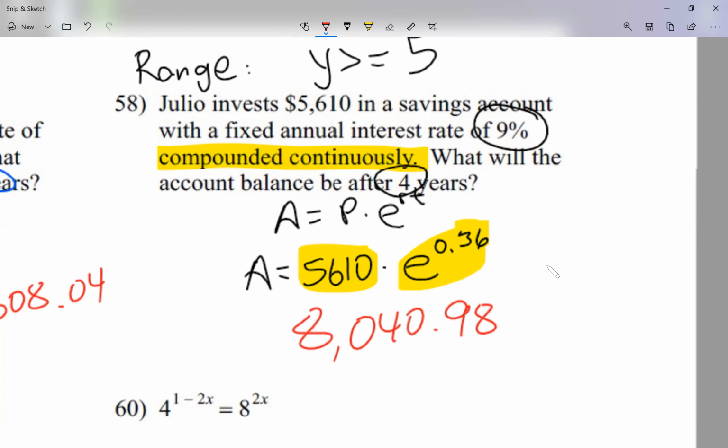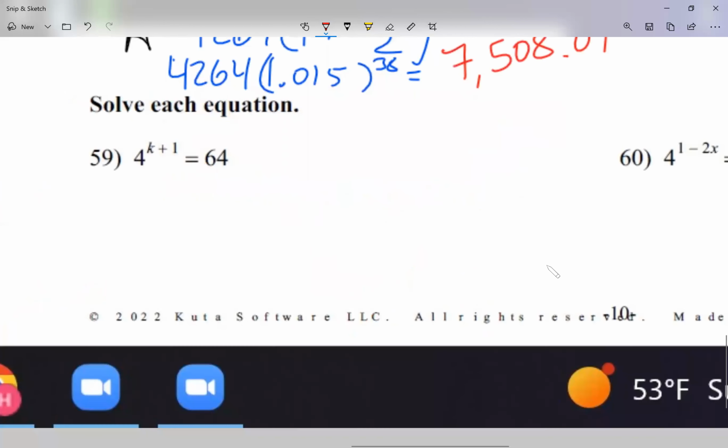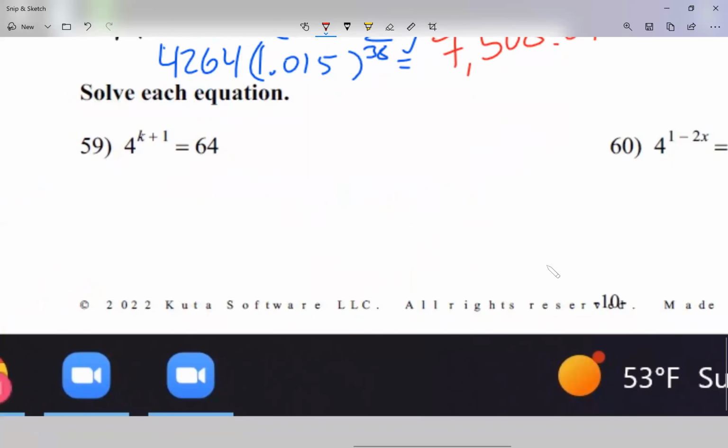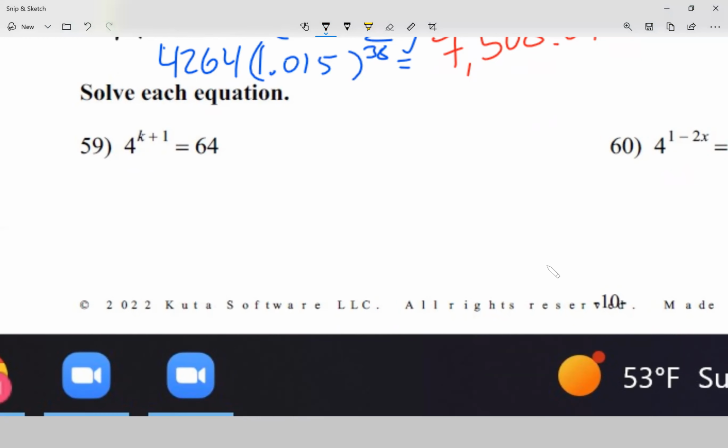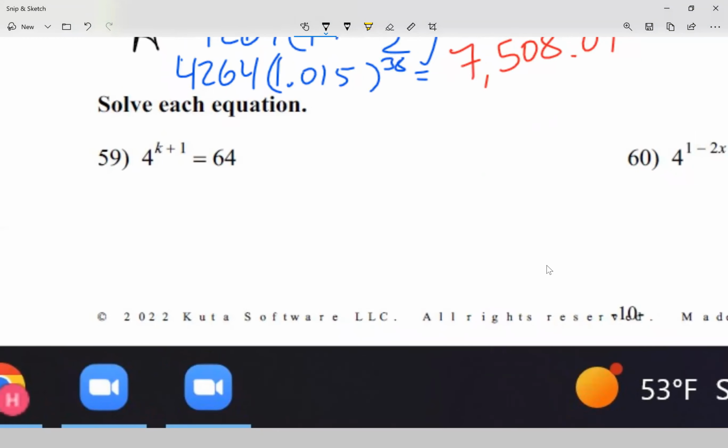And lastly, on this unit, we learn how to solve when the variable, right, the letter is part of the exponent. Now, I wish I could write 64 as 4 to the something. In this one, I can't. Let me rewrite this as 4 to the k plus 1 is equal to 4 to the third. Right? 4 to the third is 64. So I wrote 64 as 4 to the something.